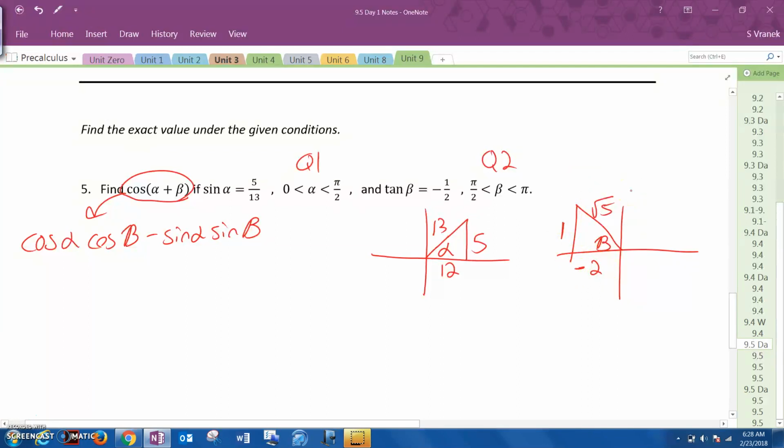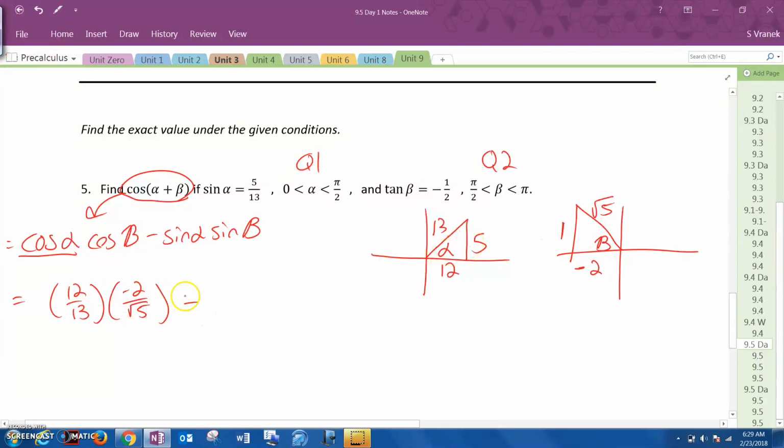So we have our two triangles, and we have our equation. So literally over here, I just start subbing in. You do not put them in just for alpha, though. You use the whole triangle to figure out what is the cosine of this triangle. So for example, the cosine of the alpha triangle would be adjacent over hypotenuse. So this becomes 12 over 13. The cosine of the beta triangle, negative 2 over root 5.